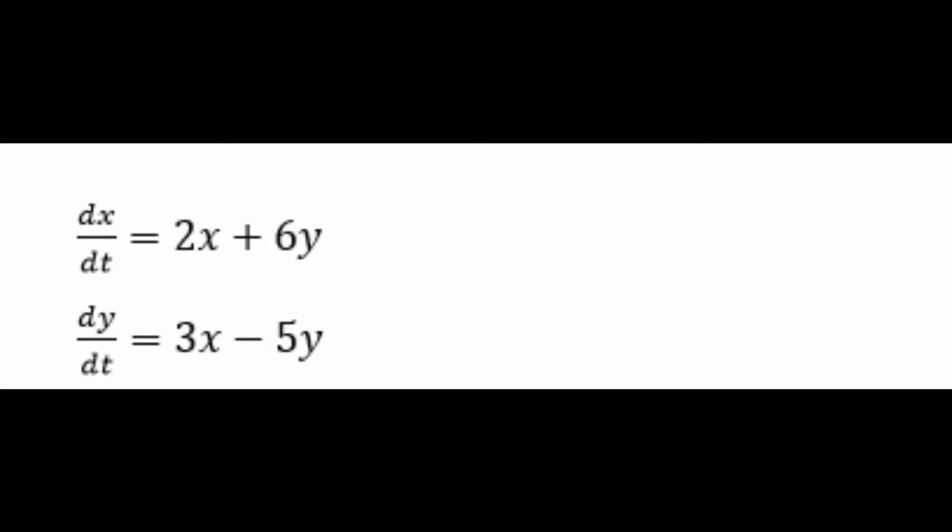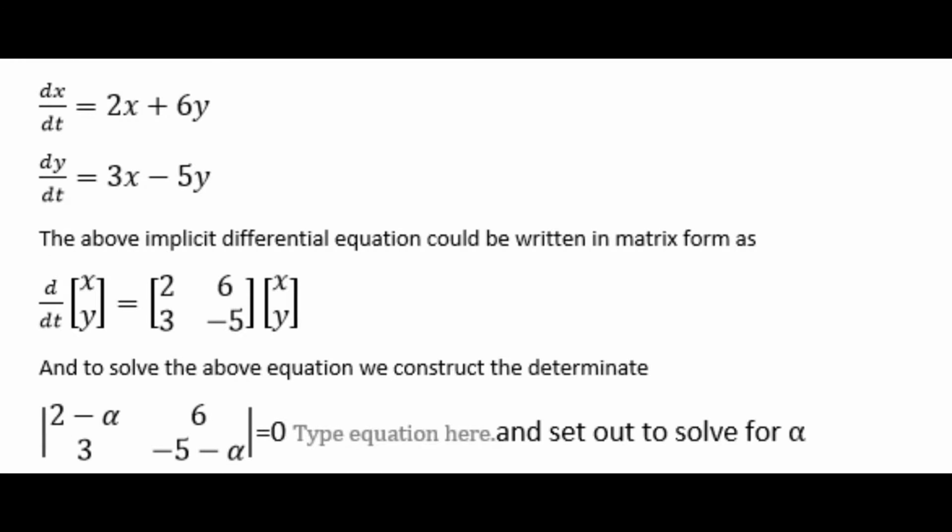dx by dt equals 2x plus 6y. dy by dt equals 3x minus 5y. That is, the acceleration in the x direction is a function of the x and y coordinates, and the acceleration in the y direction is a function of the x, y coordinates. The above differential equation could be written in the matrix form as d by dt into column matrix x y equals square matrix 2 6 3 minus 5 into column matrix x y.